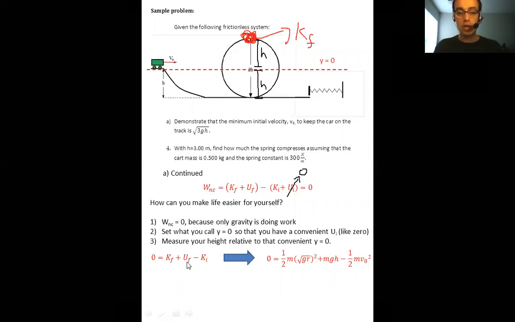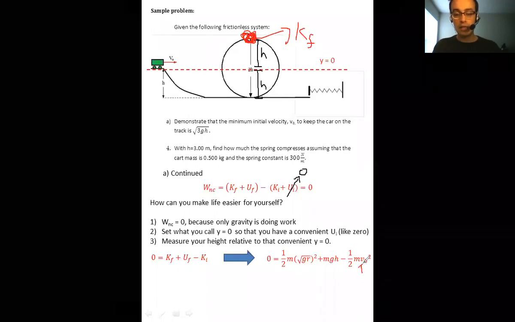We know that the potential energy of the final position is equal to mgh. Why is that? Well, that's the expression for potential energy. It is also where we can get this h from: if y equals 0 here, we are a distance of h above that y equals 0 point, minus 1/2 mv naught squared. Okay, and what we're trying to do here is solve for v naught. That's our goal.